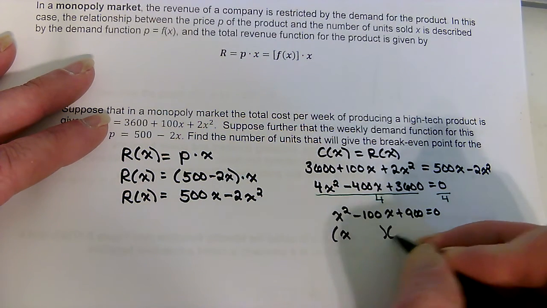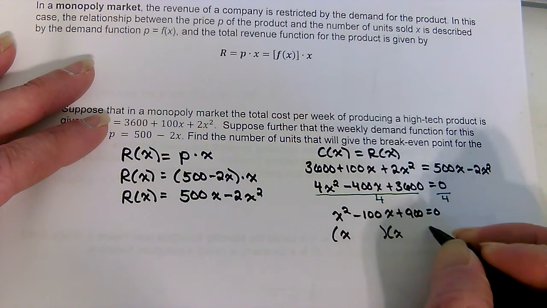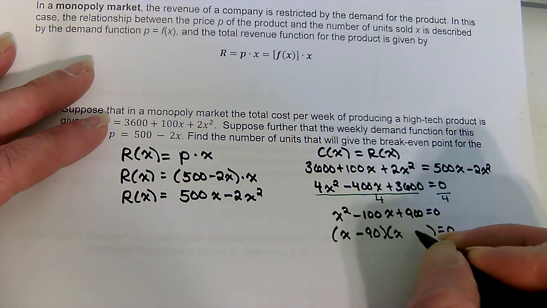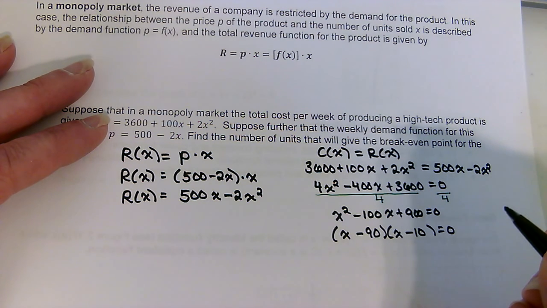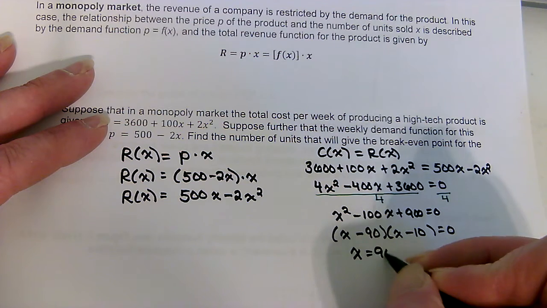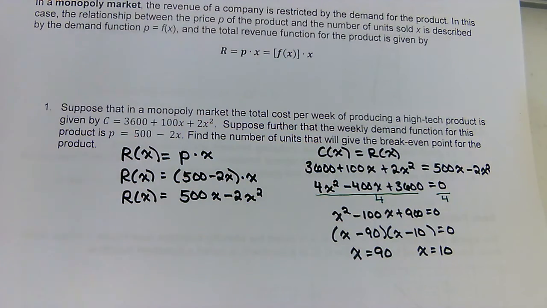I think this one's going to come out really pretty because 900 would be 90 times 10. So I could have x minus 90 and x minus 10. So I get 2 answers. Let's think about what that means. That means we have 2 times that we have break-even points. Let me show it to you a different way.